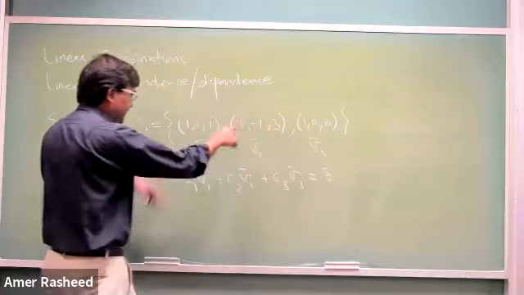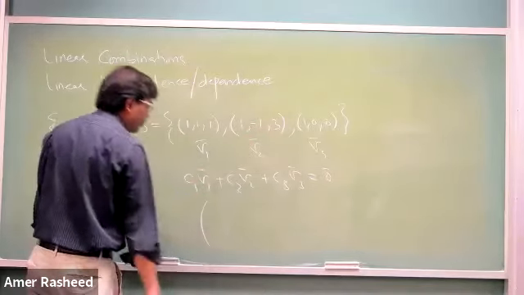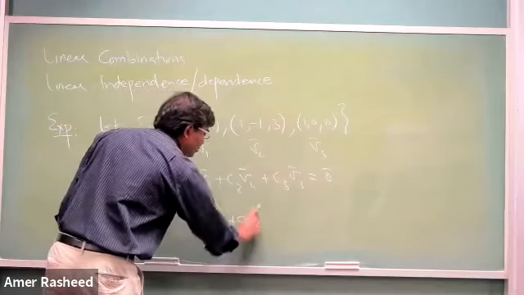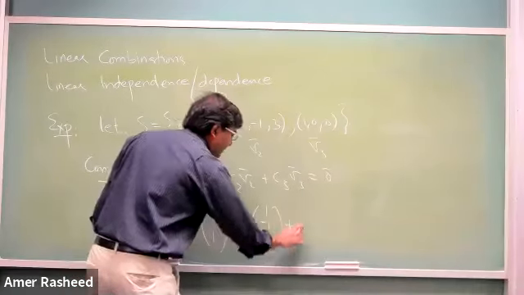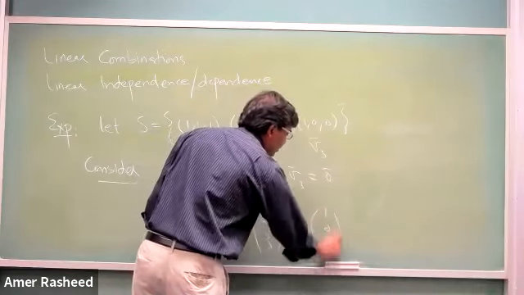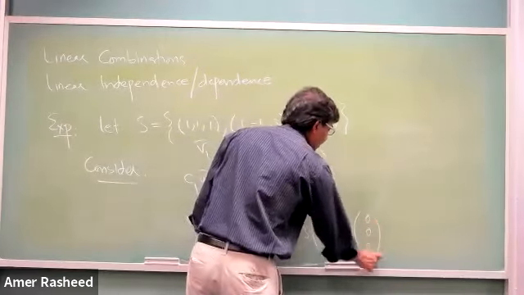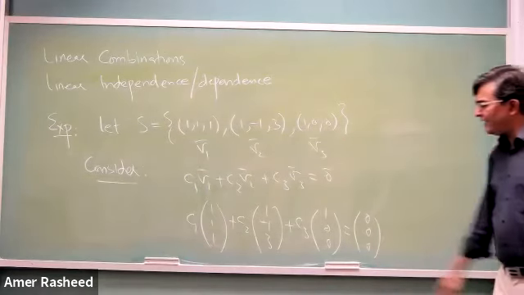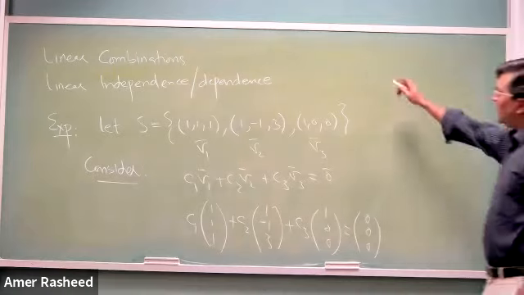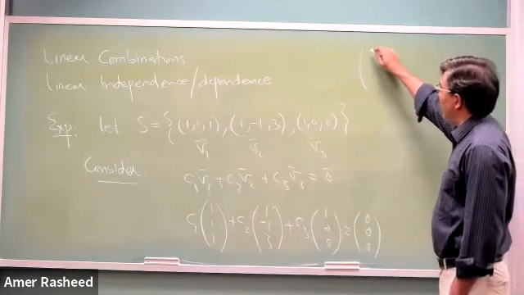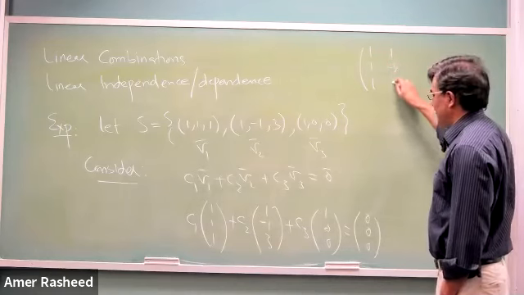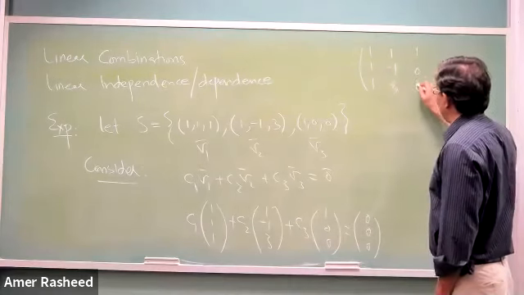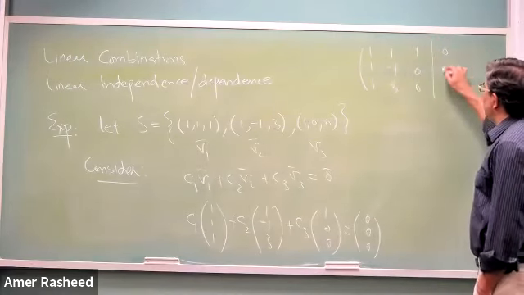And by inserting these things into this, what do we obtain here? We obtain c1 (1, 1, 1) + c2 (1, -1, 3) + c3 (1, 0, 0) equal to (0, 0, 0). Now what is this? This is basically a homogeneous linear system, and how can we find the values of c1, c2, c3? In order to find it, we write the corresponding augmented matrix with rows 1, 1, 1; 1, -1, 3; and 1, 0, 0, and the right hand side vector is 0, 0, 0.